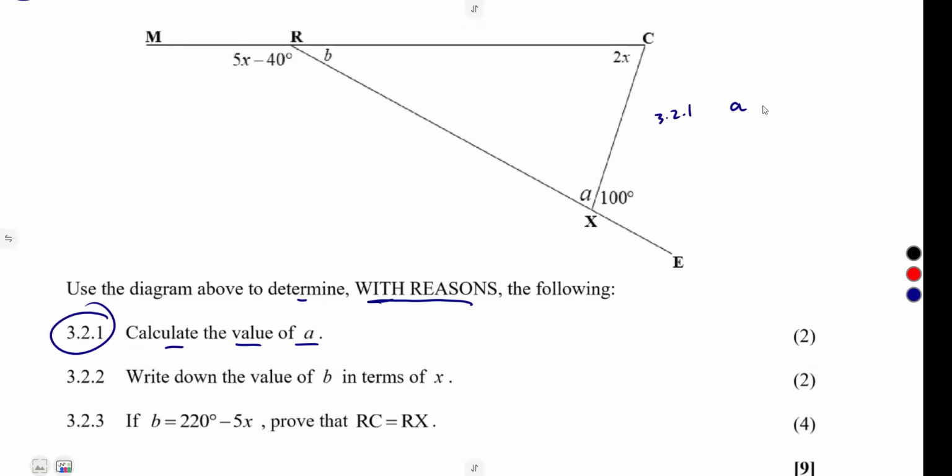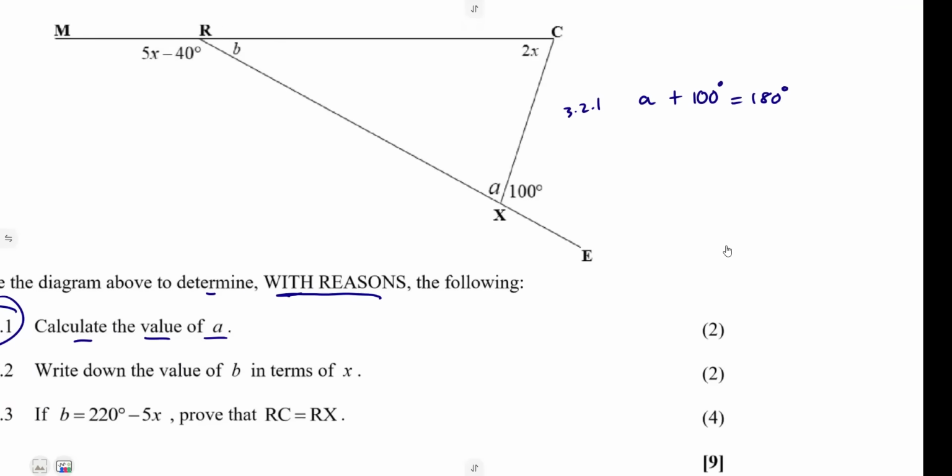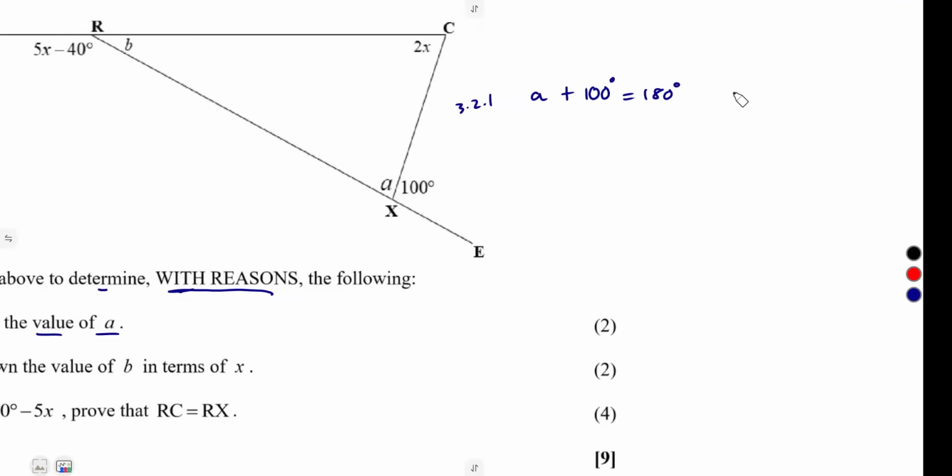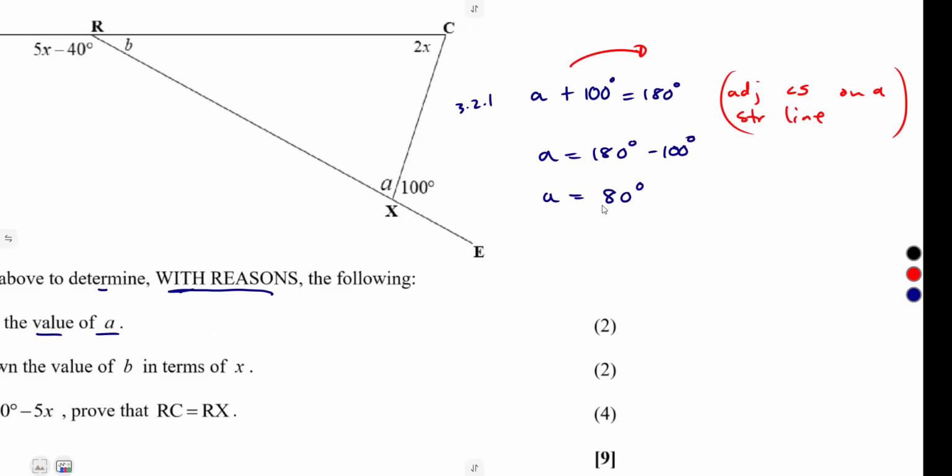Angle A plus 100 degrees is supposed to give us 180 degrees. Those are adjacent angles on a straight line. Remember, they add up to 180 degrees. So you can find the value of A: take that 100 to the other side, so it's 180 minus 100 degrees, which is 80 degrees. So our angle A is 80 degrees.